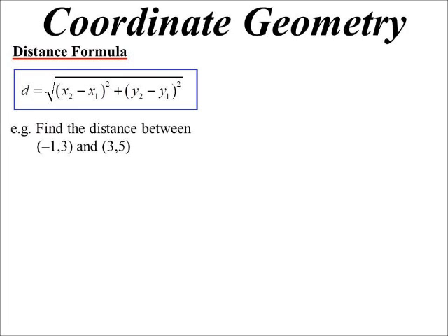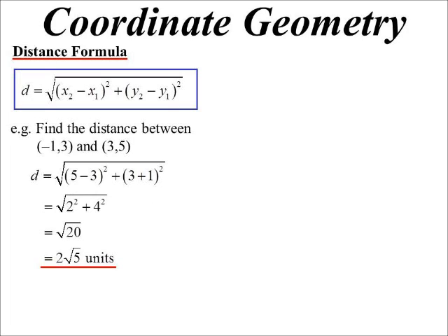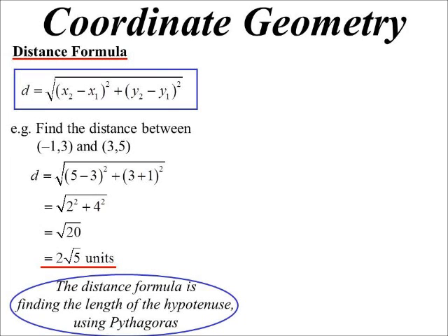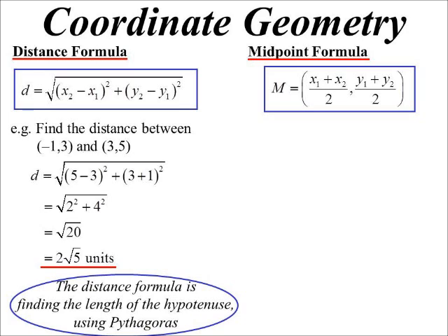So here we go, simple little example. 1, 3 and 3, 5. Sub it in. The actual order doesn't matter, as long as you say the difference in the x values and the difference in the y values. So I get 2 squared and 4 squared, and that gives me 2 root 5. Distance formula, hypotenuse. The other formula that we often use in coordinate geometry is the midpoint, which really is just finding the average of 2 points, and that's why we add the coordinates together and divide by 2, because that's how you find the average of 2 numbers, of course.